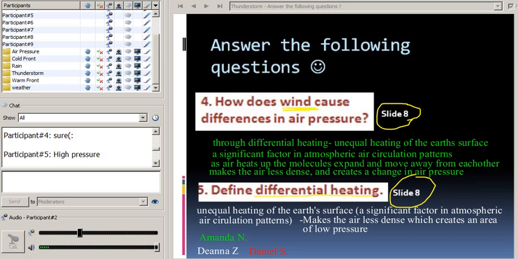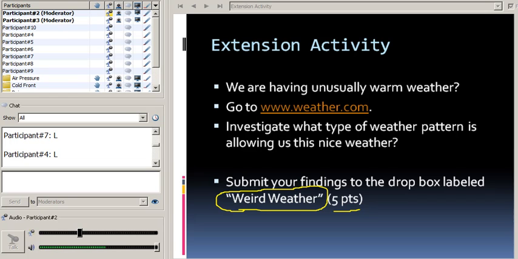Great job, my thunderstorm group. Awesome, give them a round of applause. So pretty much, wind causes, and there is something that's going on our coast that is causing this weird weather.